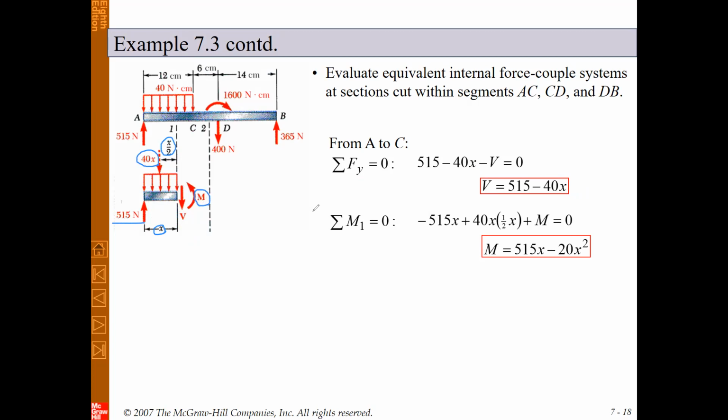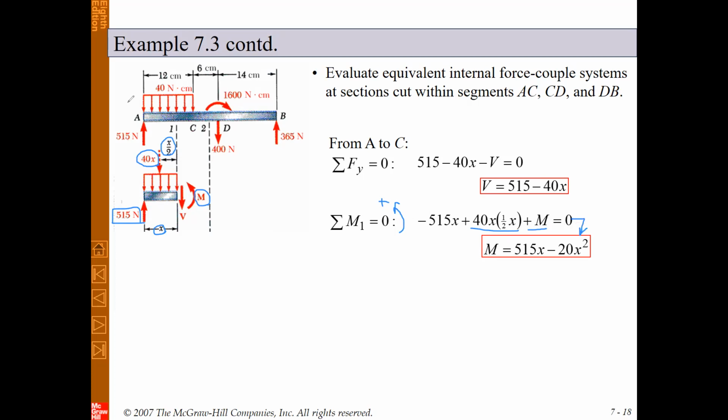If we assume that, for example, the counterclockwise direction is positive, m will be positive, and the moment due to this 40x Newton force is positive, here you can see. And finally, the moment due to this force, 515 Newton, will be negative because it will be in clockwise direction. And finally, it must be equal to 0. And from this equation, we can obtain that m is equal to this term.